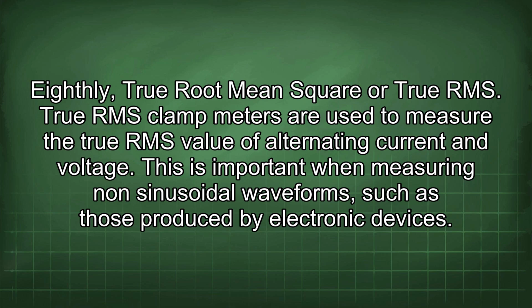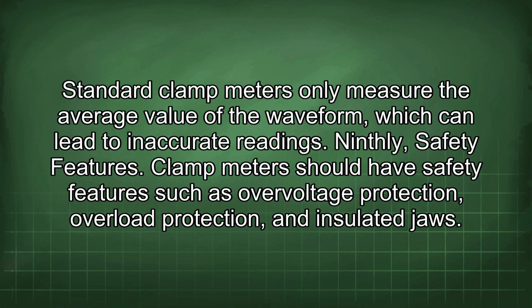True RMS clamp meters are used to measure the true RMS value of alternating current and voltage. This is important when measuring non-sinusoidal waveforms, such as those produced by electronic devices. Standard clamp meters only measure the average value of the waveform, which can lead to inaccurate readings.